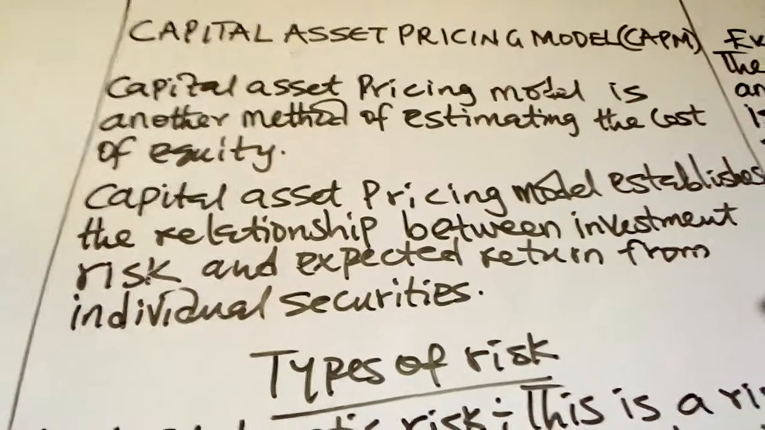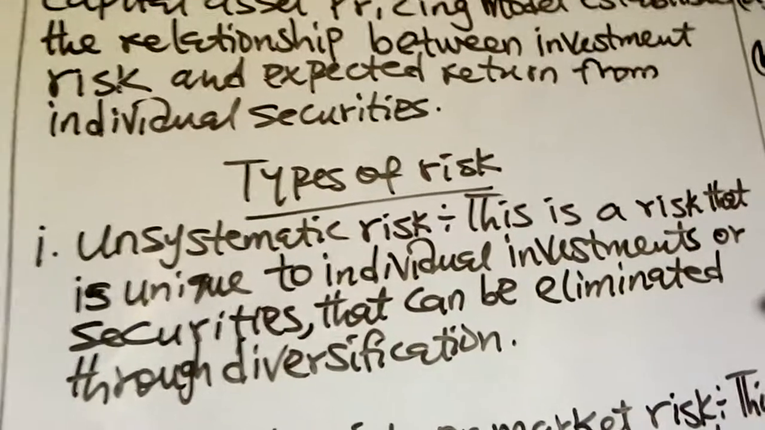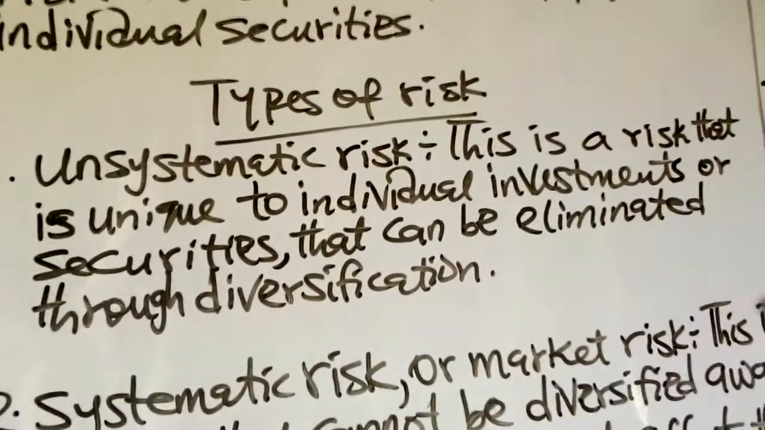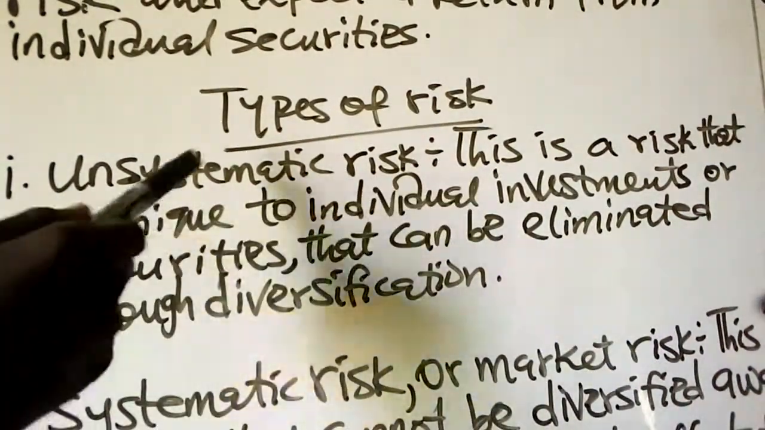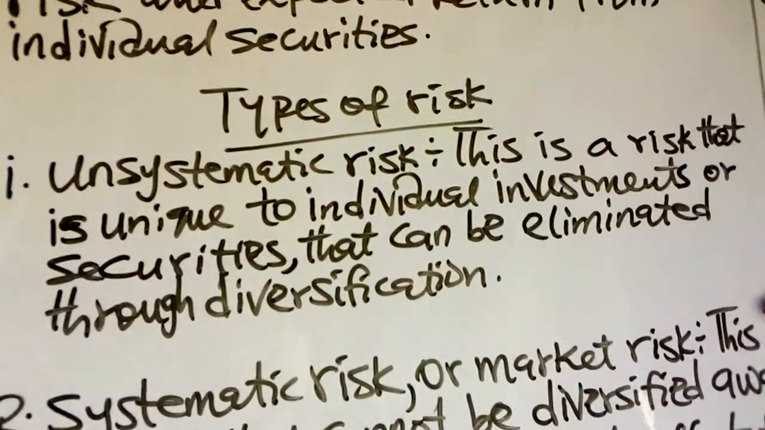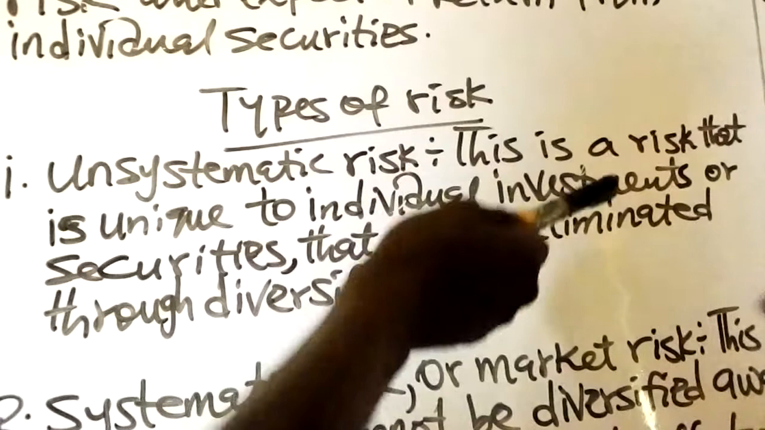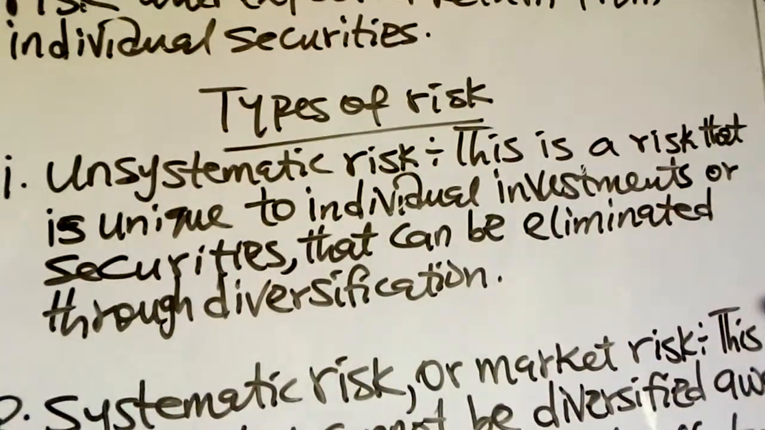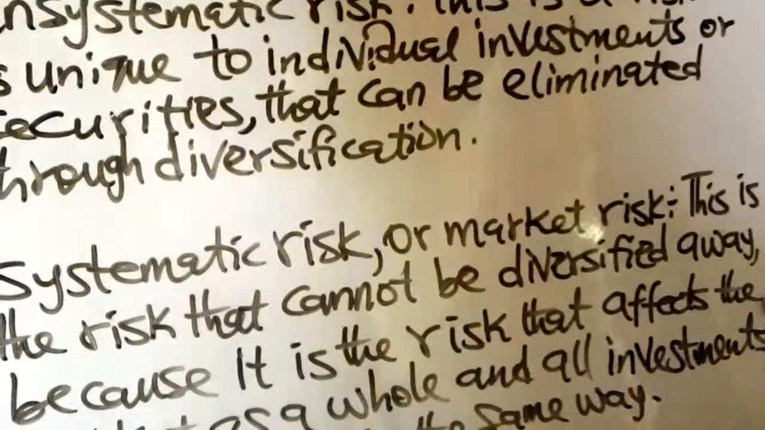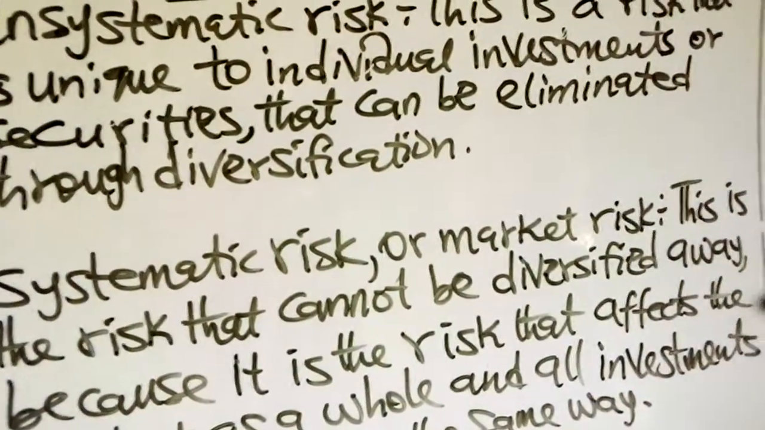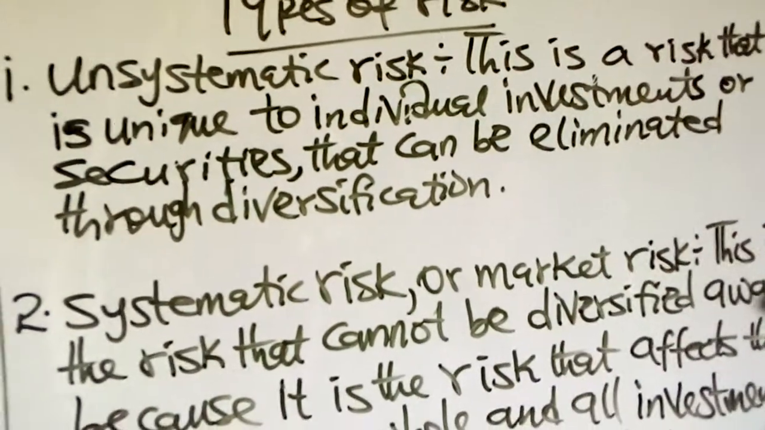There are two types of risk which shall be considered in this lecture. Number one is systematic risk, and the second one is unsystematic risk. I want to start with unsystematic risk. Unsystematic risk is a risk that is unique to individual investments or securities that can be eliminated through diversification.